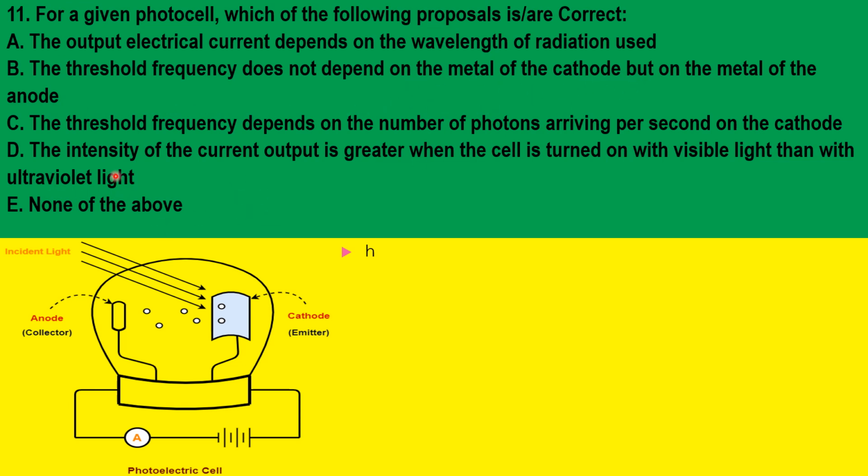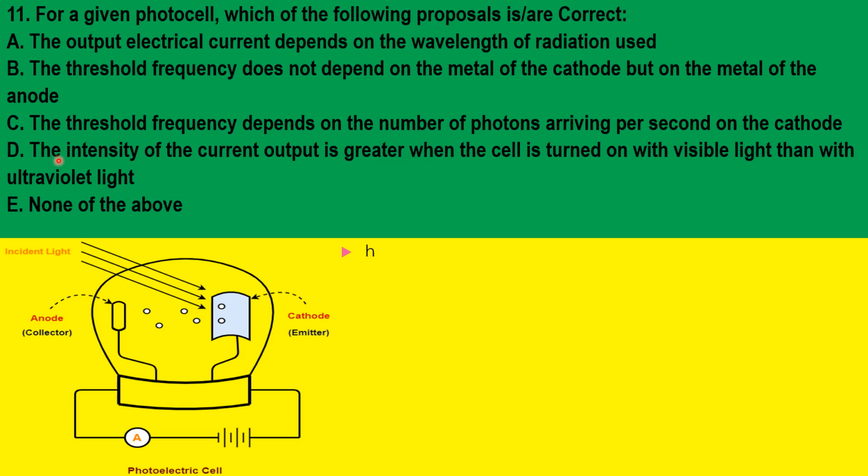So that's wrong. C says the threshold frequency depends on the number of photons arriving per second on the cathode. Of course, that's not true, right? That's a function of the intensity of the incident radiation, not the threshold frequency. Threshold frequency is an intrinsic property of the material. It varies from one metal to another, not about the radiations themselves.